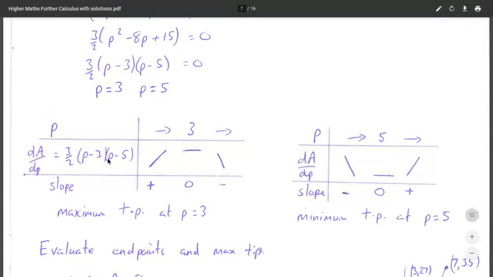4 minus 3 is positive, 4 minus 5 is negative, so we're going to get a negative slope here, which will also be the same as this part. Substitute 5 in, we get a gradient of 0. Substitute in 6, 6 minus 3 and 6 minus 5 are both positive. Multiply them together, so we're going to get a positive gradient there. So we've got a maximum turning point at 3 and a minimum turning point at 5.